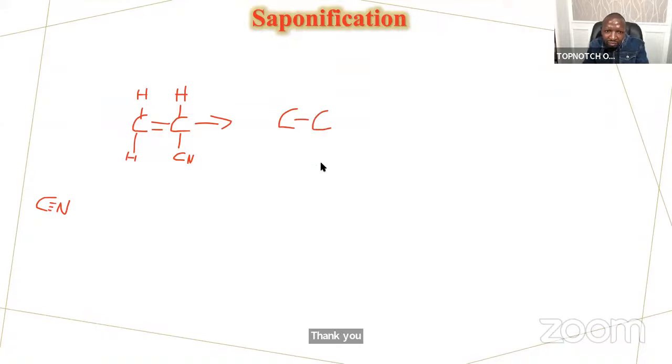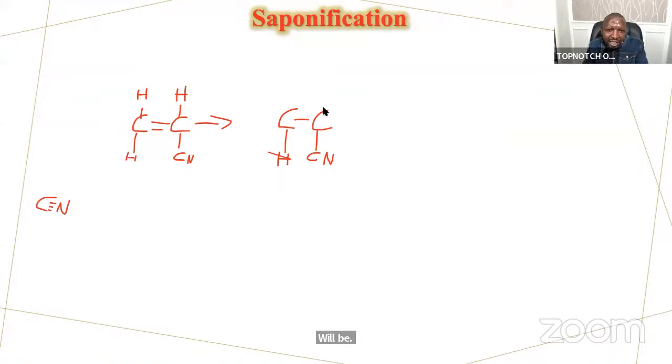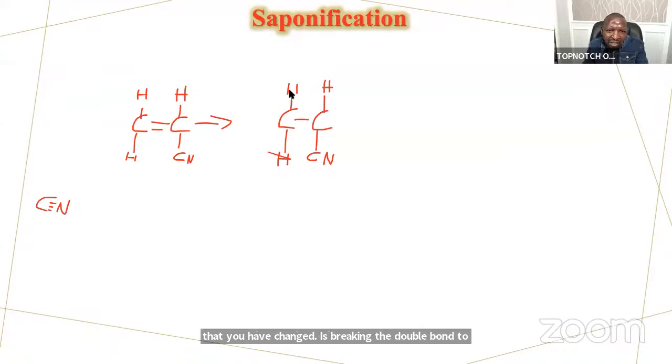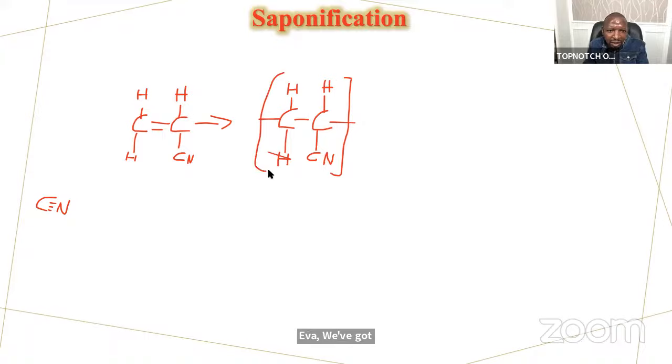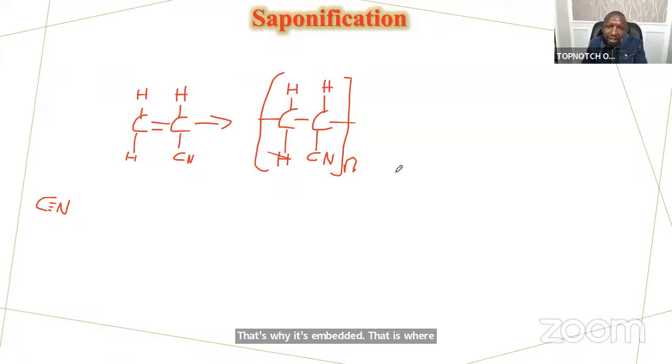Copy the structure the way it is, including the CN. The only thing you have changed is breaking the double bond to a single bond. Now put the dashes, the brackets on the right hand side too. That is the polymer. This is the monomer; to convert it to the polymer, just copy the way it is, but change the double bond into a single bond.